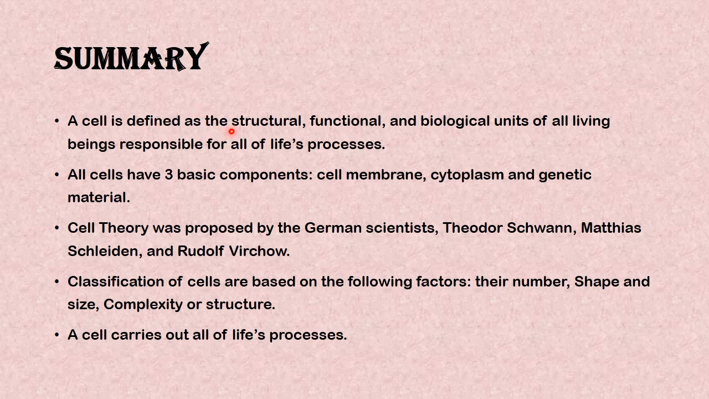A cell is defined as the structural, functional and biological unit of all living beings, responsible for all of life's processes. All cells have three basic components: the cell membrane, cytoplasm, and genetic material. Cell theory was proposed by German scientists Theodor Schwann, Matthias Schleiden, and Rudolf Virchow. Classification of cells are based on the following factors: their number, shape and size, complexity or structure. A cell carries out all of life's processes.